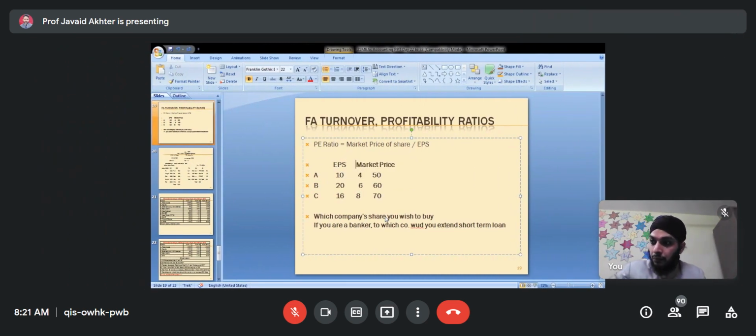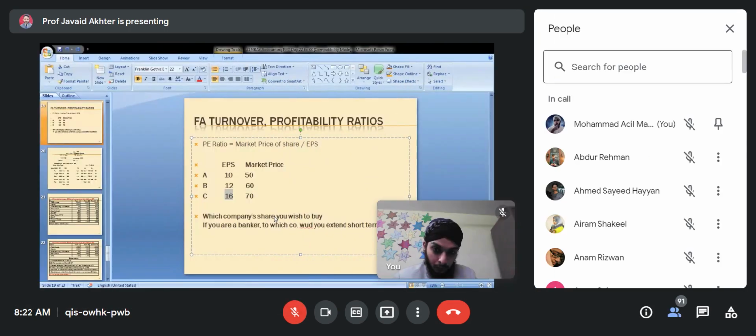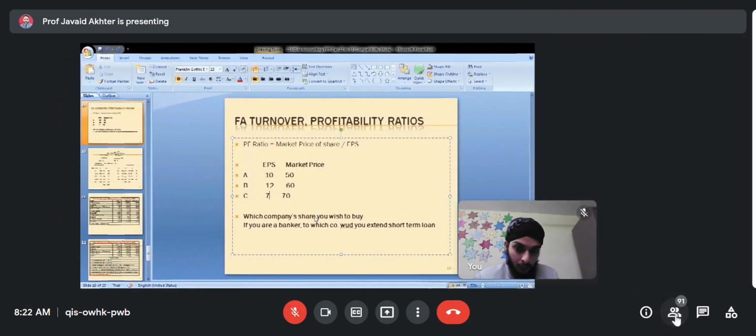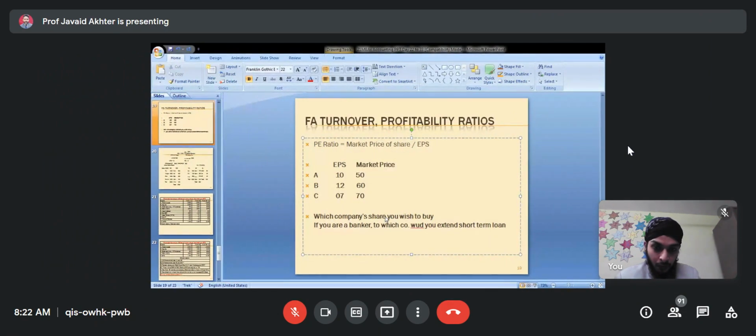Let us delete DPS. So this is the situation. EPS is given, market price is also given. Just let me check if I need to change the data. Yes, a bit of change is required. Suppose it is 2 and it is 7. By the way, the formula is clear. Price earning ratio or price earning multiple is equal to the one that I have mentioned in the first line of your slide.